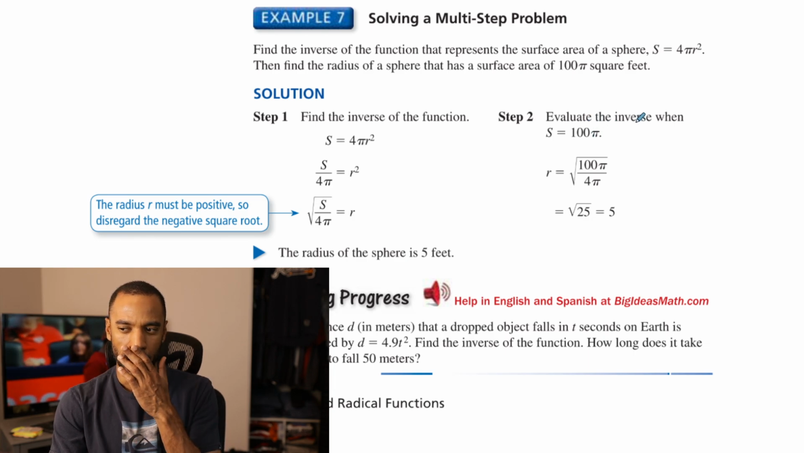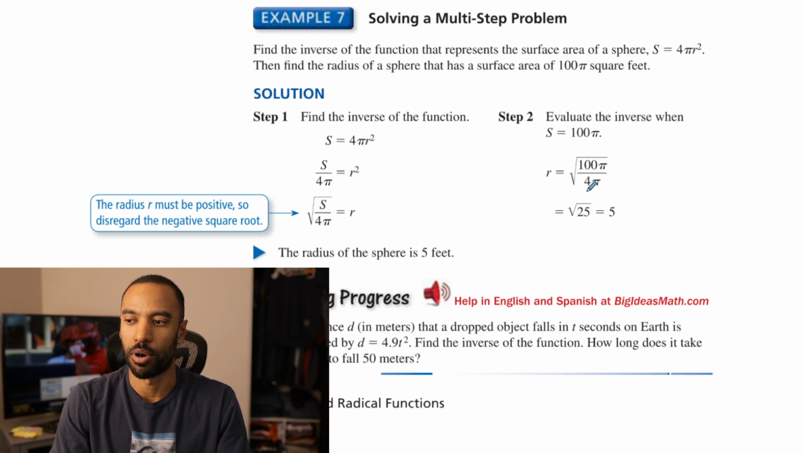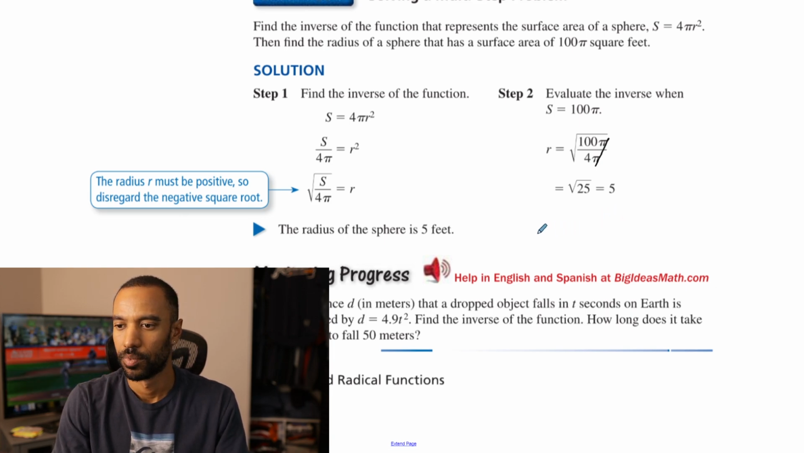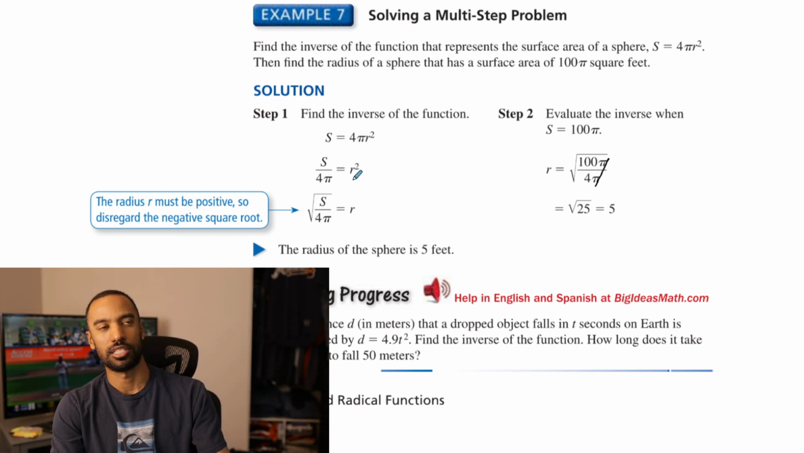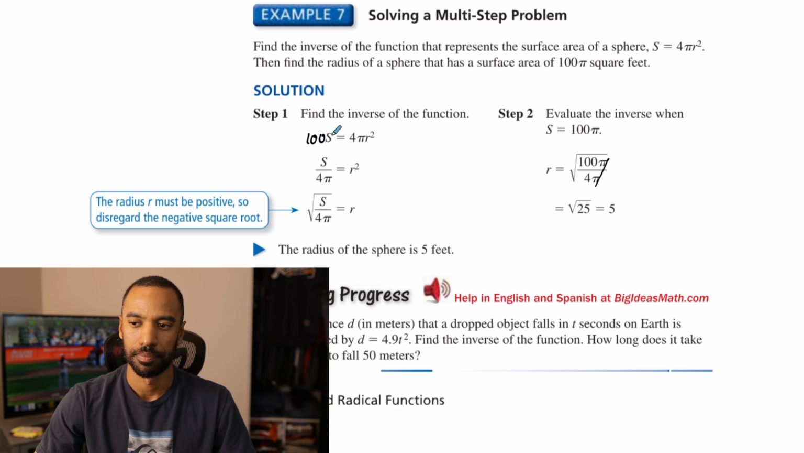So evaluate the inverse when the surface area is 100 pi. Plug it into that formula that you have, solve for r immediately, cancel the pi's, divide here, and take the square root. You get a radius of 5 feet for that situation. So yeah, we've done that kind of stuff before. Well, actually, I take it back. We've solved for them before, but we would always substitute right into here.